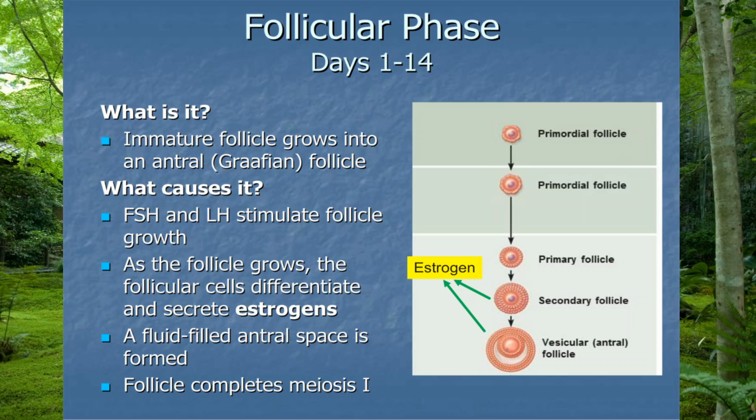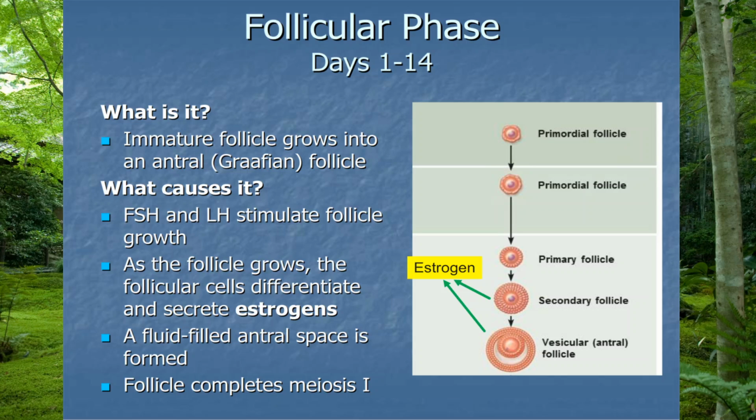So the first part of the ovarian cycle is called the follicular phase, and the follicular phase corresponds to days 1 through 14. That is, on average, it's about 14 days long. And we call it the follicular phase because it has something to do with the ovarian follicles. Remember, a follicle was simply an immature egg or oocyte that's surrounded by epithelial cells called follicular cells. And basically what happens during the follicular phase is that FSH and LH from the anterior pituitary stimulate the follicle to grow in size and become more developed.